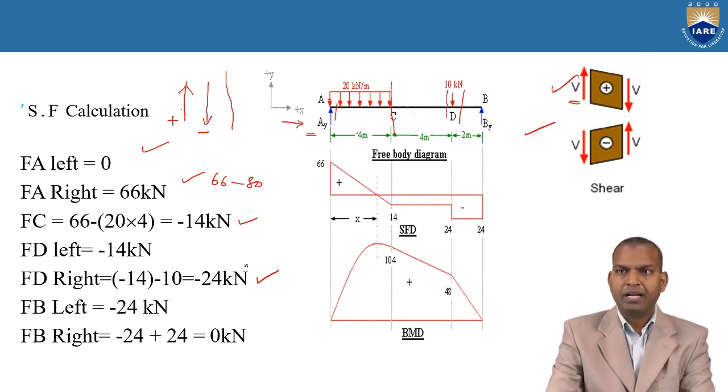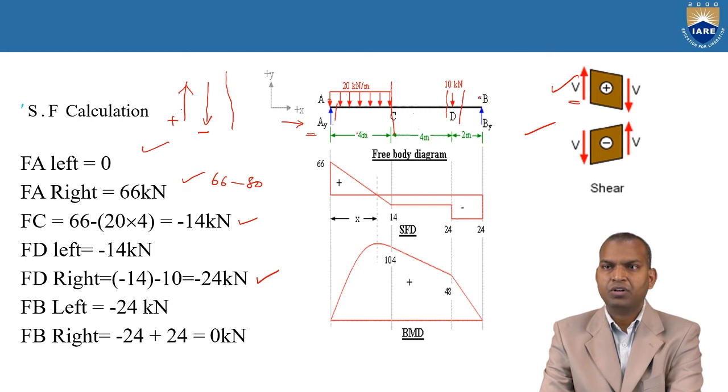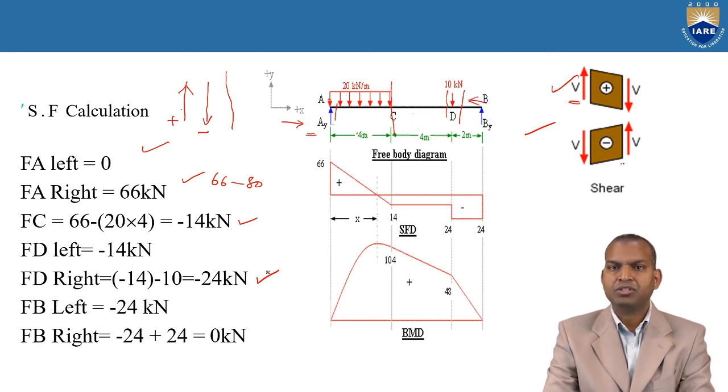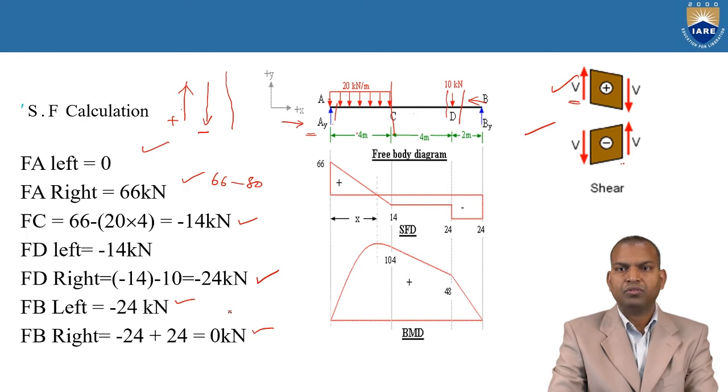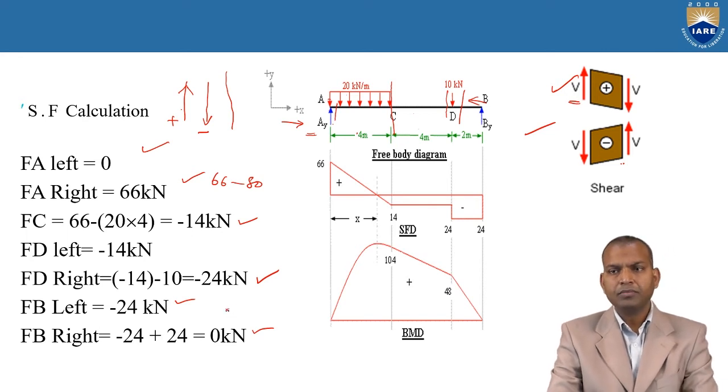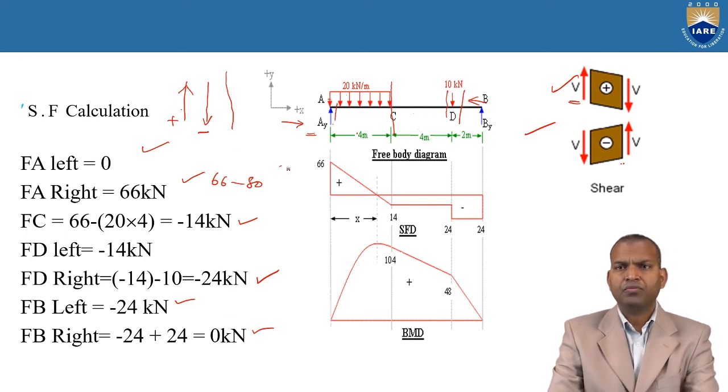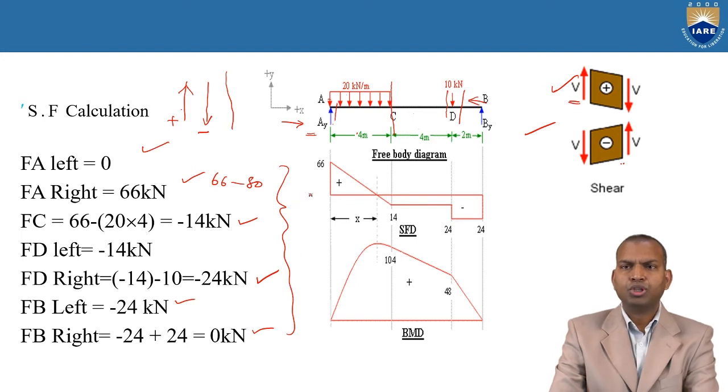So up to BY, now from this direction you can see what is BY. BY acting upwards means negative, that is minus 24 kilonewtons. If you go to the dead end, that is B, it becomes minus 24 plus 24, which is 0. Now by taking these values, we are going to draw the shear force diagram.